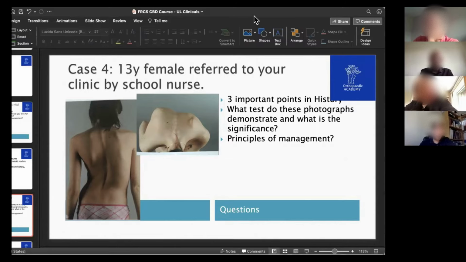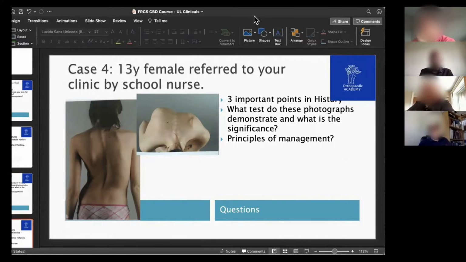I'll get a full standing X-ray of the whole spine, PA and lateral. Also, I get supine bending views to the right and to the left. I will look at the severity on the standing views by measuring the Cobb angle, and on the bending views, I will look for the correctability of the deformity.